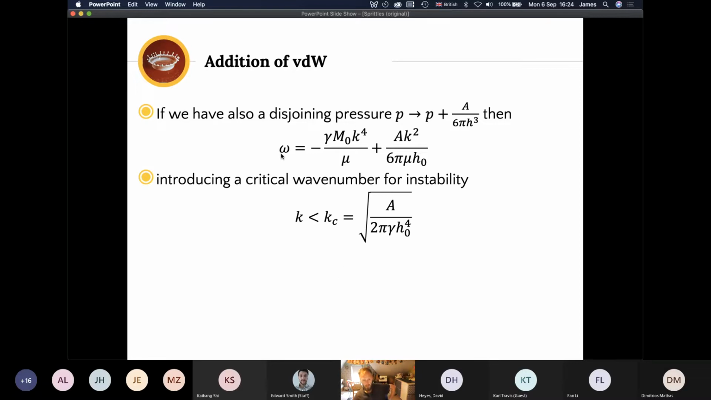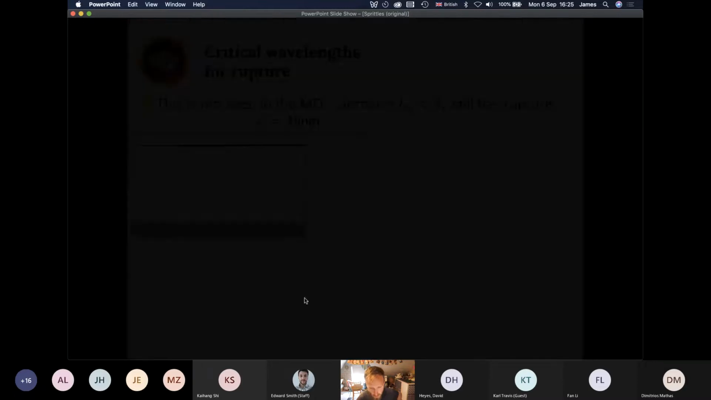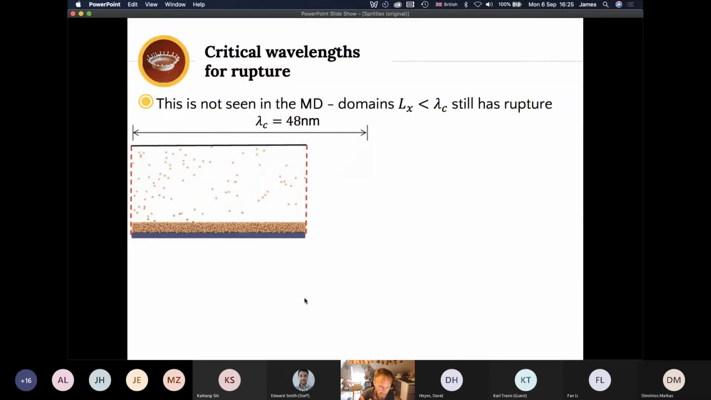And clearly the crossover between the two is when we see instability. So if we calculate when omega is 0, that happens for small wave numbers or large wavelengths, which need to be larger than this quantity. And then from our MD perspective, what that means is, if we want to fit one of these waves in, we better have a domain that's long enough. So the simple experiment which we thought we'd do is let's take an MD domain that is shorter than the critical wavelength and check that we have stability.